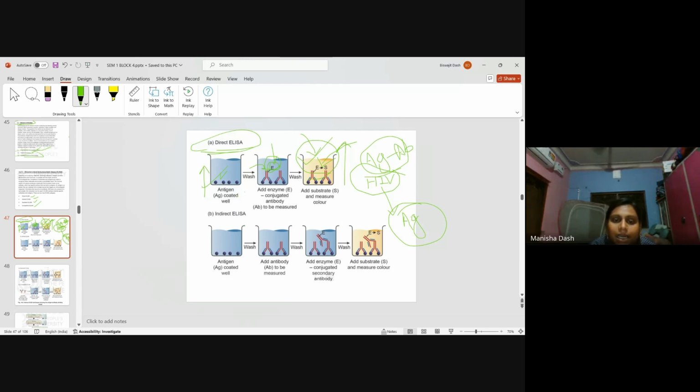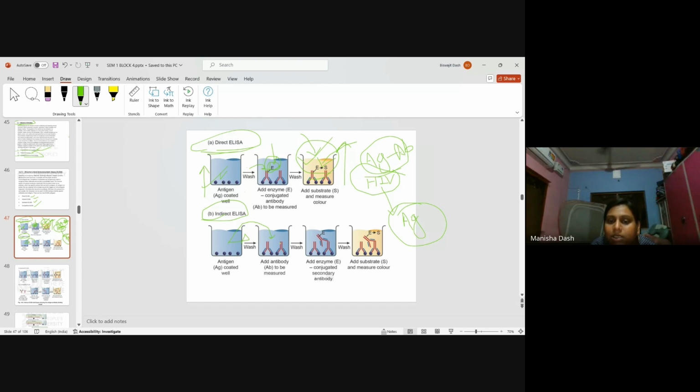Then what is done in indirect ELISA? It is a little bit different from the direct ELISA. In direct ELISA, only one complementary antibody bound to enzyme is used. This is also called a primary antibody. But here what you can observe is, the antigen is coated on the wall, then it is washed for any unbound antigen that is present, then the antibody which is complementary to the antigen is given. So if there is specificity, then the antibody will go and bind to the antigen.